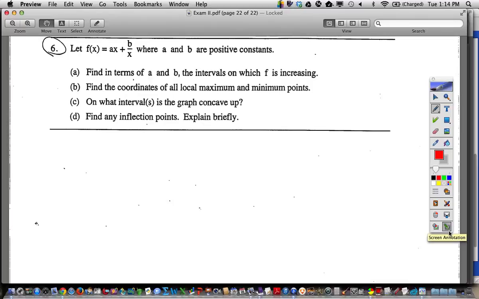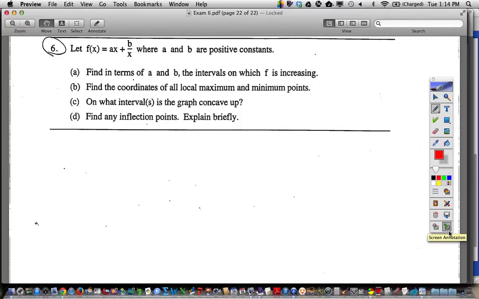Where is F increasing? Well, what do you need to show to show that? And how do we do that? With a number line, right? With the F prime number line. Okay, now go down to B, local max and min. Well, gee, once you have an F prime number line, there's your local max and min right there, right? If it changes positive, negative.